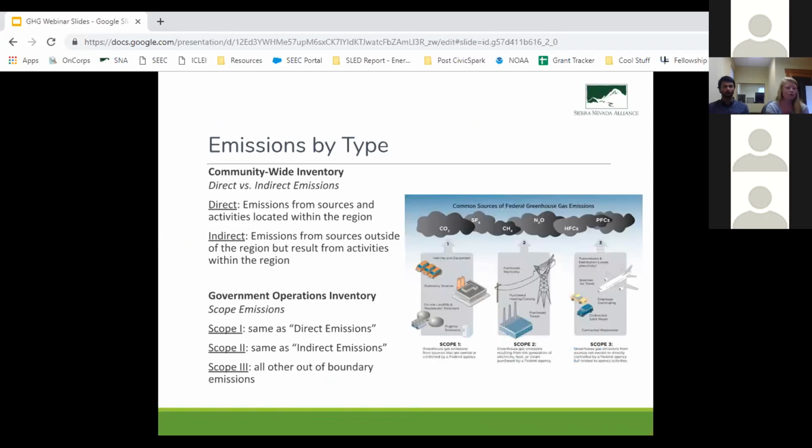And then for your government operations inventory, we're looking at scope emissions. So scope 1 being the same as direct emissions, scope 2 the same as indirect, and then scope 3 would be all other out of boundary emissions. So an example of this would be employee commuting. So employees that are commuting from outside of the jurisdiction to work within the jurisdiction of interest. And it's important to note that categorizing these emissions is also very important to prevent double counting, like I mentioned before.